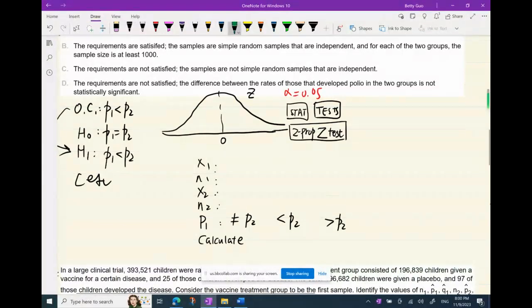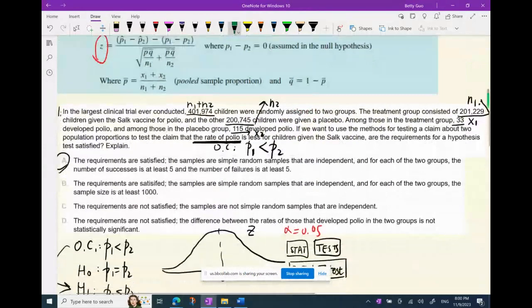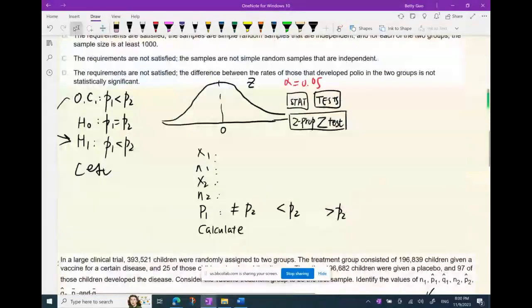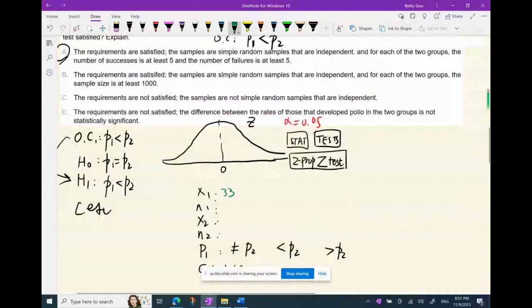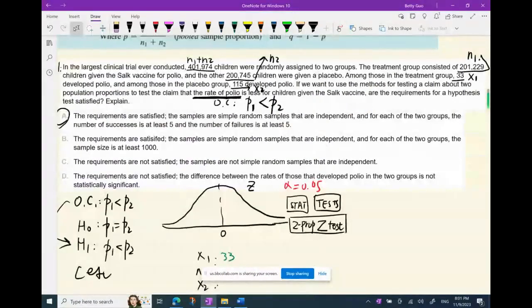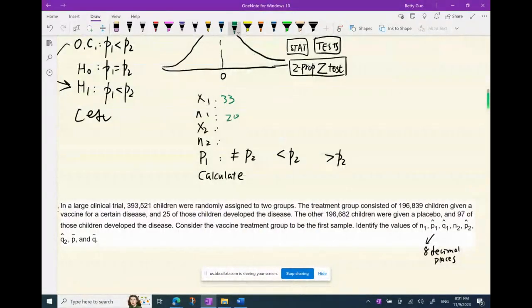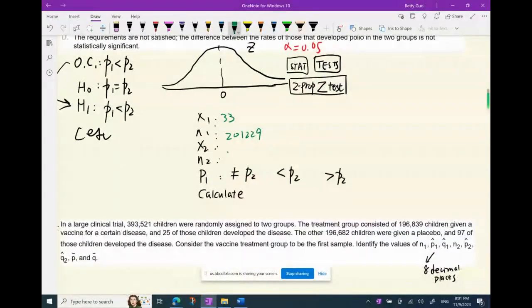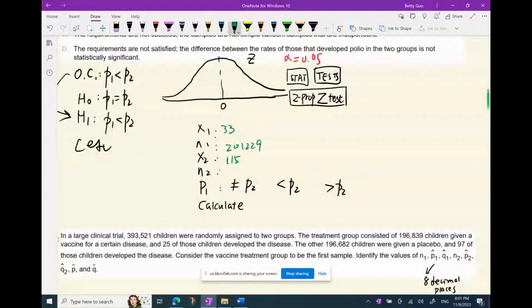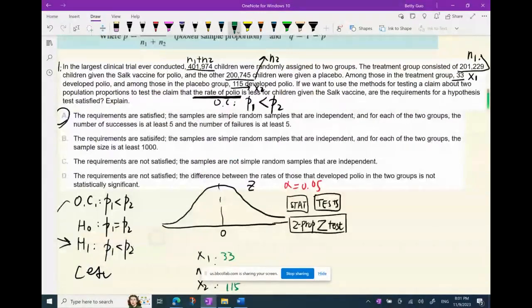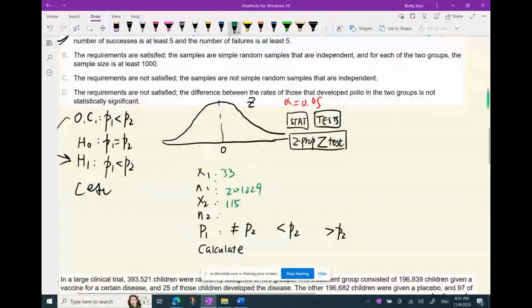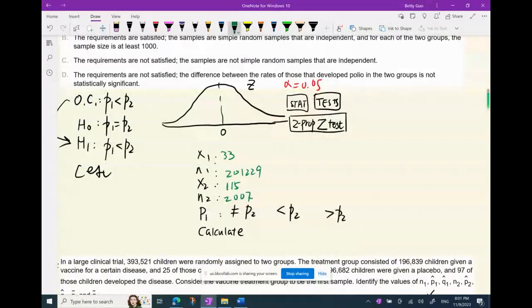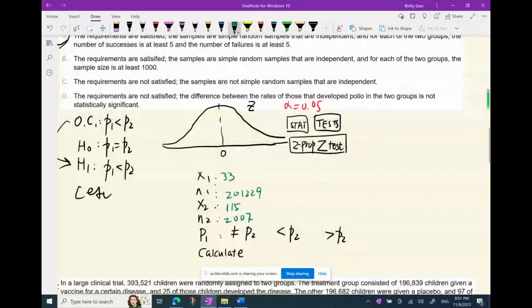All right, let's see what we are going to enter for those values. X sub 1, 33. N sub 1, 201,229. X sub 2, 115. N sub 2, 200,745.